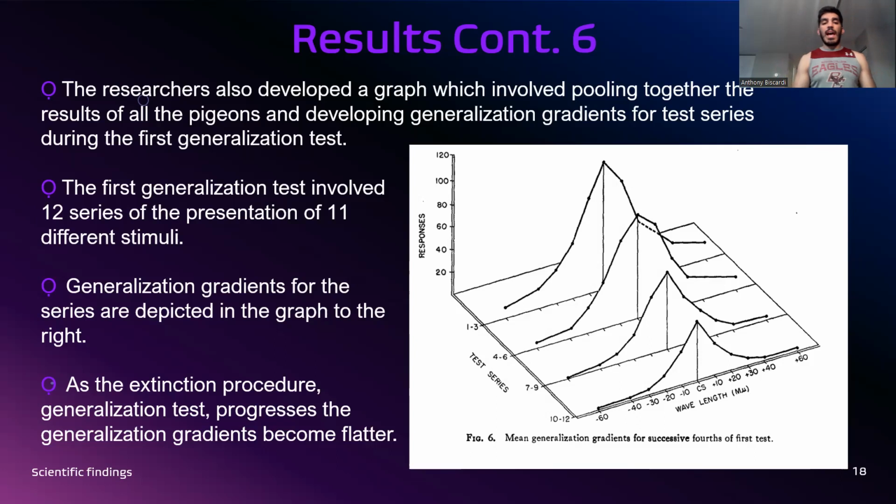And they noticed that as the generalization test progressed, which remember was an extinction procedure, the generalization gradients became flatter, which I guess you would assume because they're implementing extinction. So you would think they would start getting flatter as you progress in the generalization test.